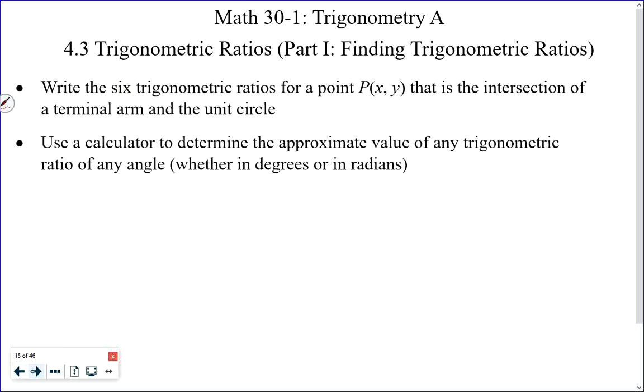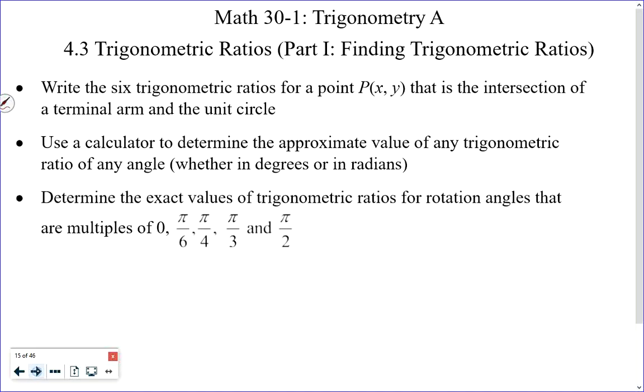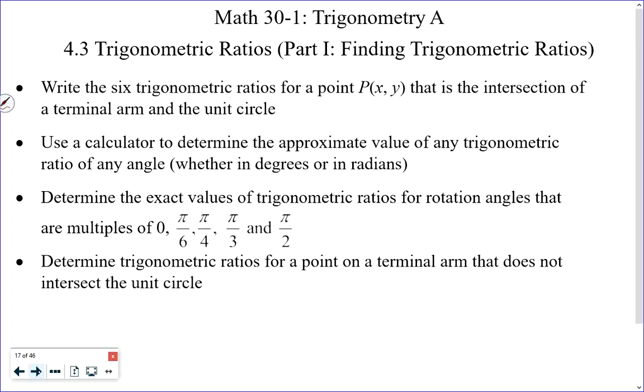It's one of the rare cases where I'm going to say we're going to use a calculator to find trigonometric ratios. And that's going to be whether we're in degrees or radians. Determine the exact values of trigonometric ratios for any of those common angles that we've been talking about for the past couple of classes. And then the very first bullet here says find all of the trig ratios for a point that is the intersection of a terminal arm and the unit circle.